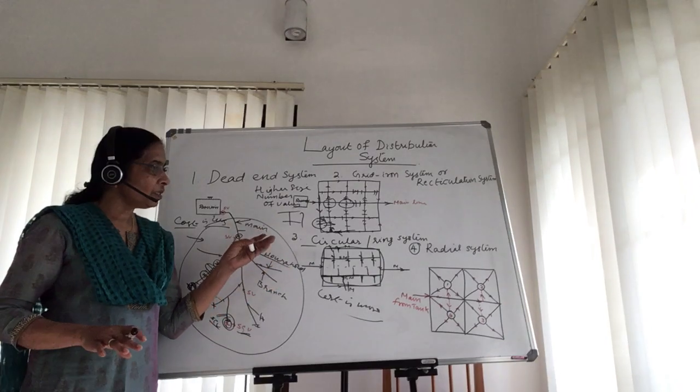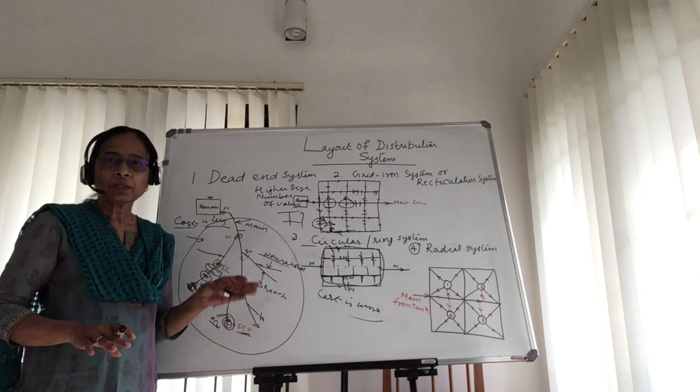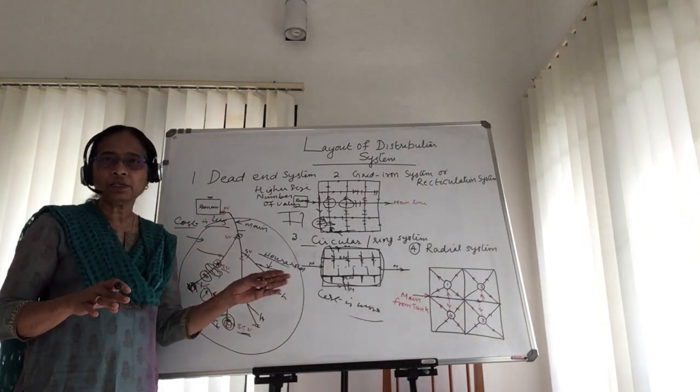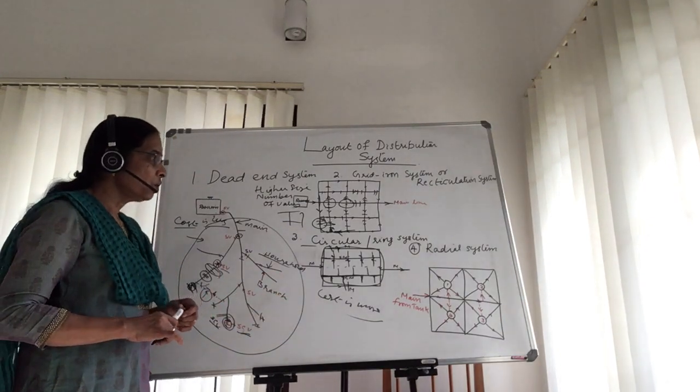Here again you have to see that if you want to plan the circular or ring type system, then your city should be a planned city. If your city is a planned city, you can have this option. That is the circular or ring system.